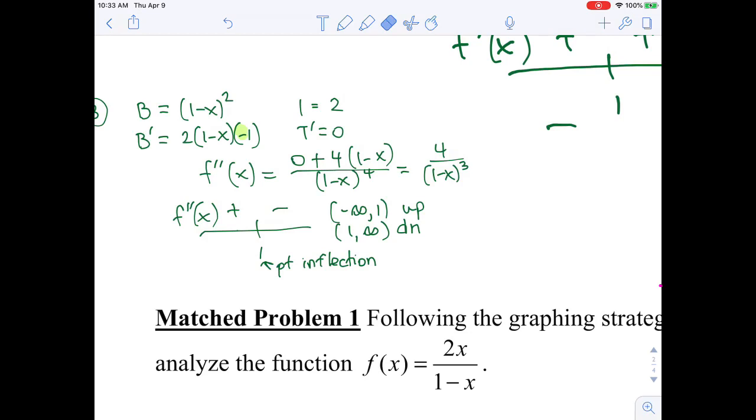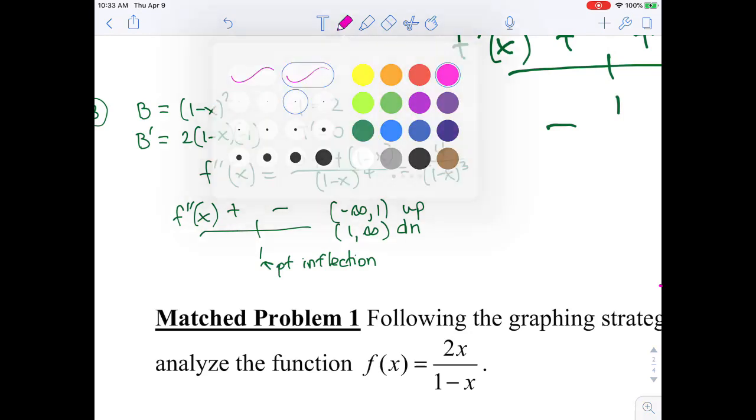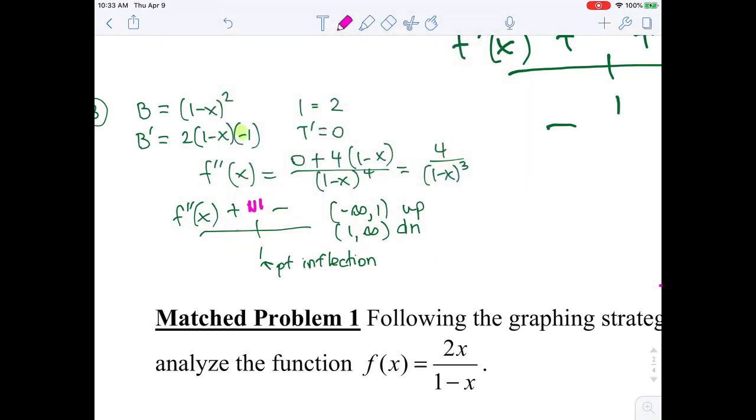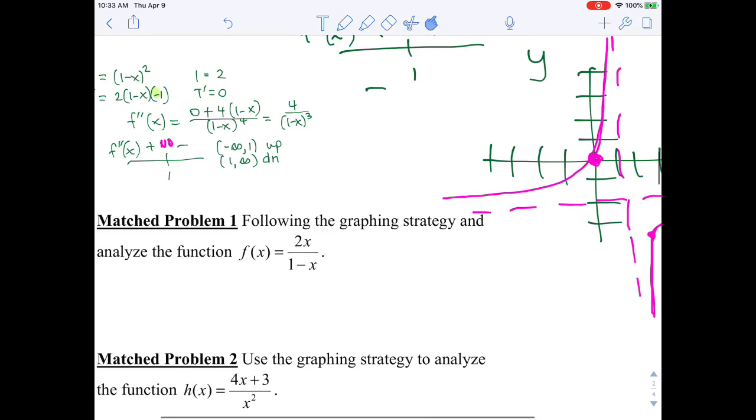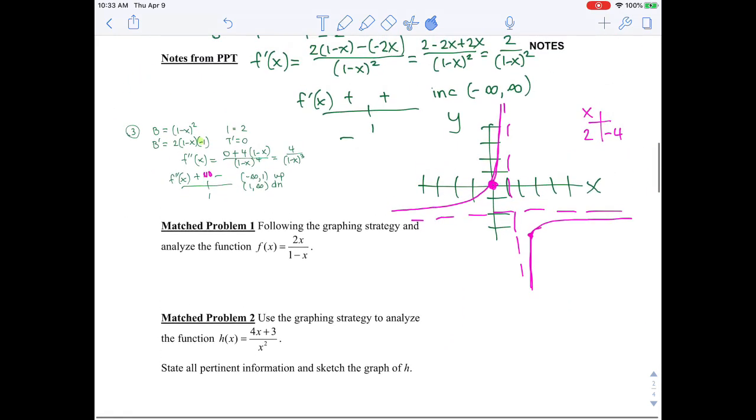I should have also said that this isn't really a point of inflection either, because it's not in our domain. I misinformed you on that too. Because our value of 1 is not in our original domain, it's not defined at 1, that can't be a point of inflection. Okay, so go ahead and try the matched problem.